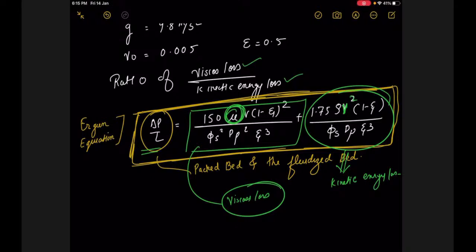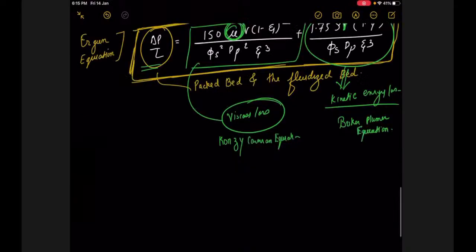Here this viscous loss term is known as the Kozeny-Carman equation. And this is the Burke-Plummer equation. Okay. So just calculate this. It means in the question what you have to calculate is the ratio of this.